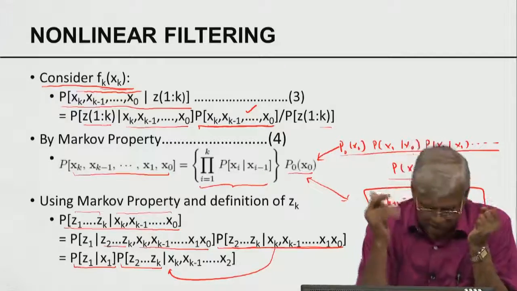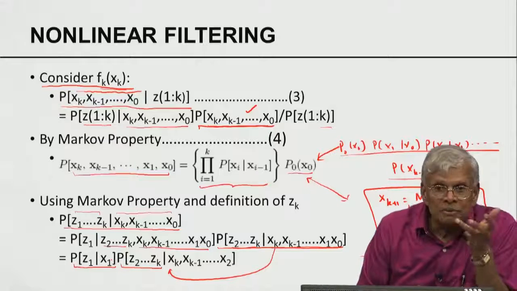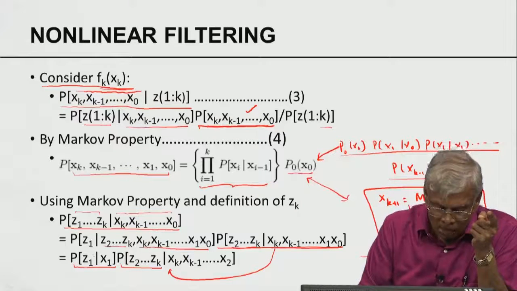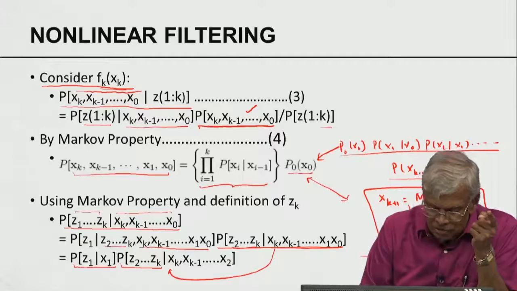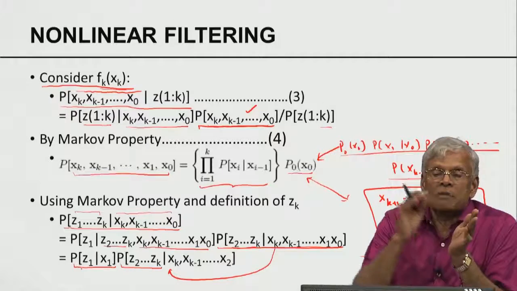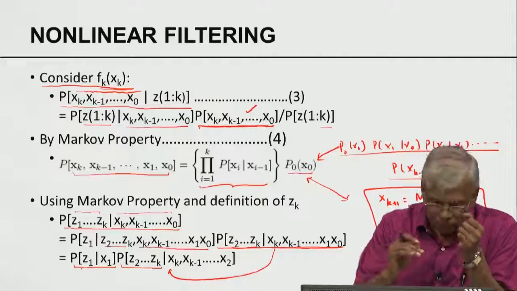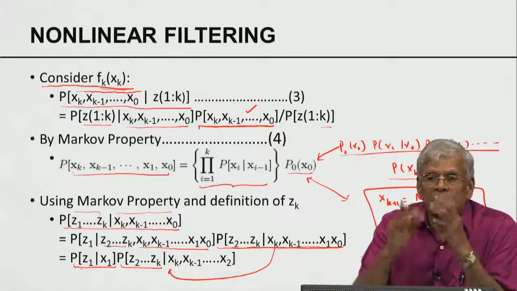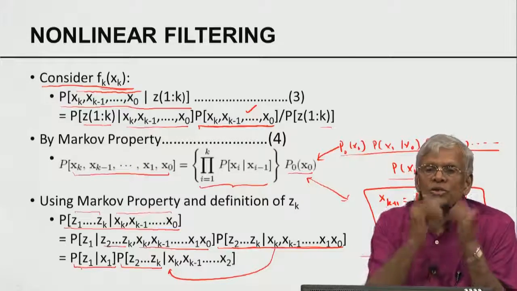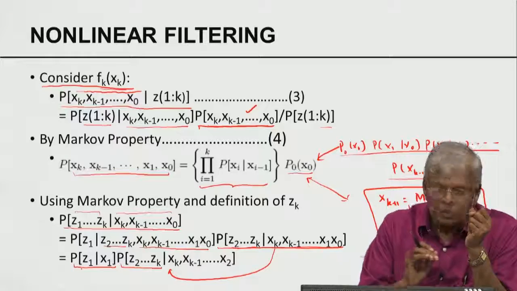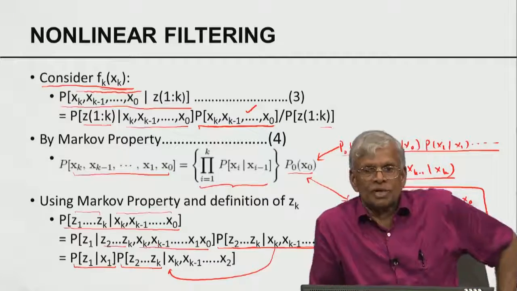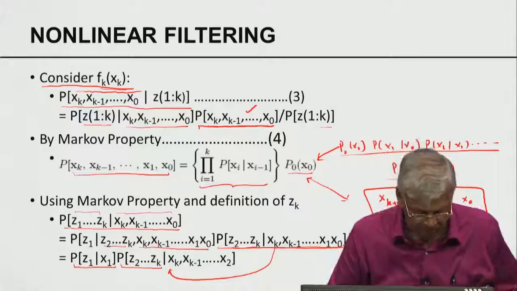So same consideration, because of such simple arguments you can readily see the conditioning, even though I have conditioned this on z2 to zk, x0 to xk, today's observation does not depend on tomorrow's observation. Today's observation does not depend on tomorrow's state. Therefore, the dependence of z1 on z2 to zk can be dropped. Dependence of z1 on state from x2 to xk can be dropped. Therefore, z1 can at best depend on x1. So the first term simplifies as follows. That again comes from the Markov property as we observed.